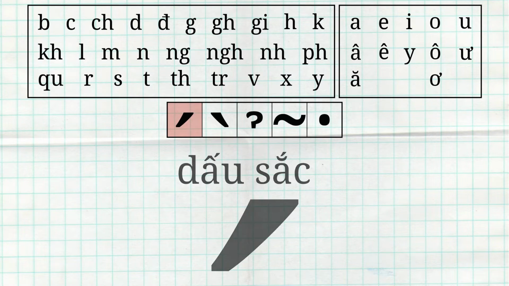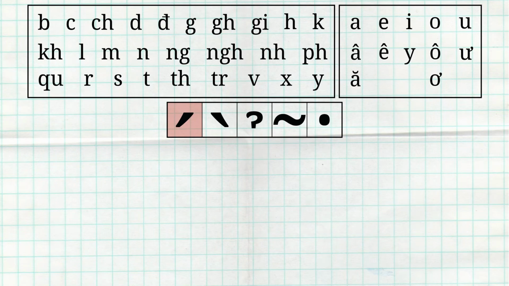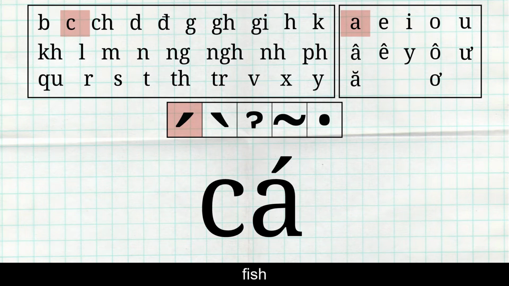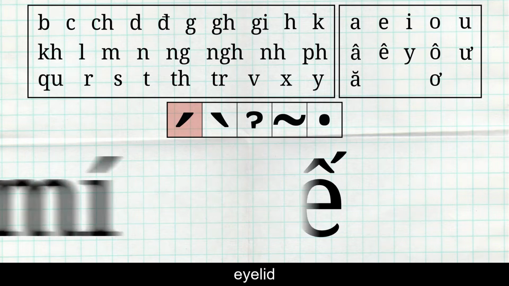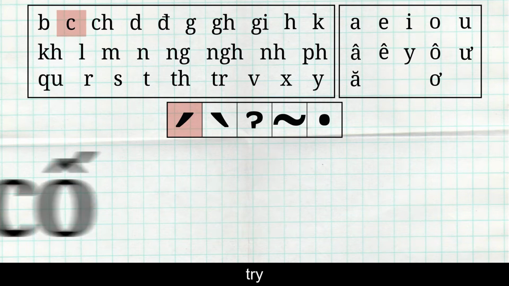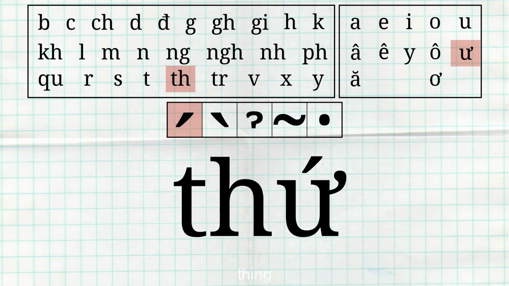Dấu sắc. Dấu sắc has a rising pitch. The way you draw it tells you how it should sound. Here are some examples. Cá, rứt, rắn, né, ghế, mí, có, cố, vớ, thú, thứ.